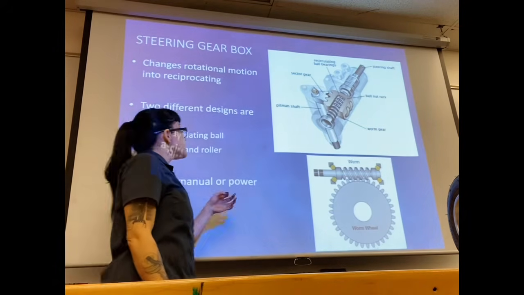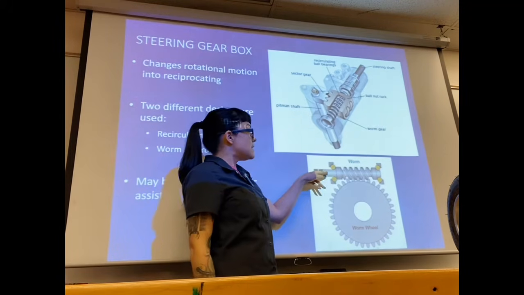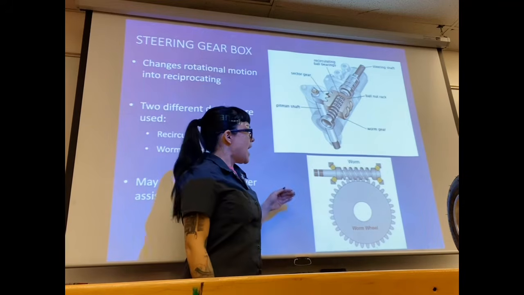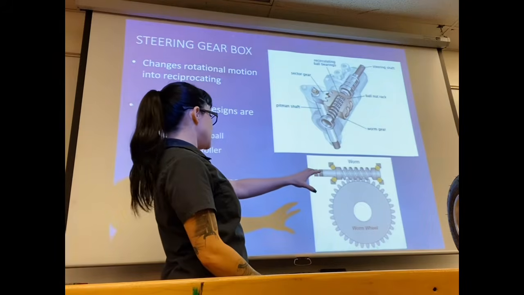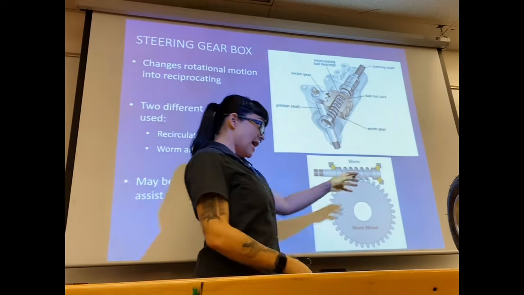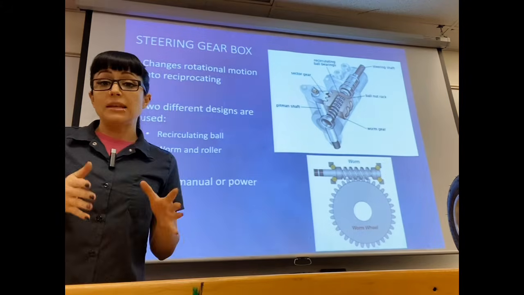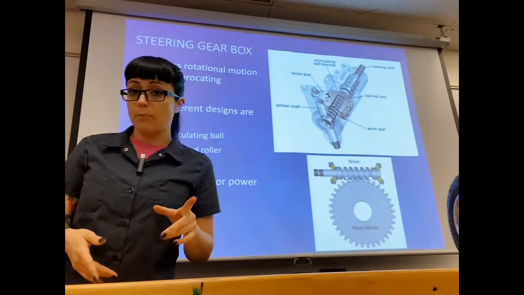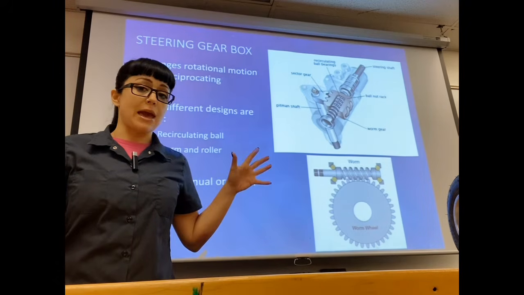And now the next design is going to be a worm and roller. A worm and roller has a spiral gear that is called a worm gear. And as we turn it, it's going to turn or change your roller gear. And that, again, is going to take this motion into this motion. This gearbox can be manual or power steering. We'll talk a little bit more about power steering in a moment. This is just the manual design without any help.